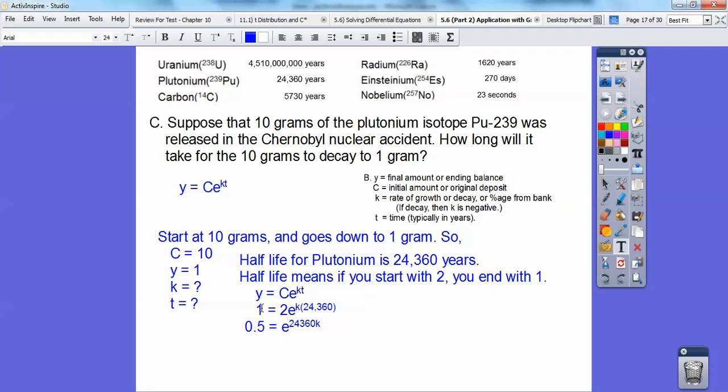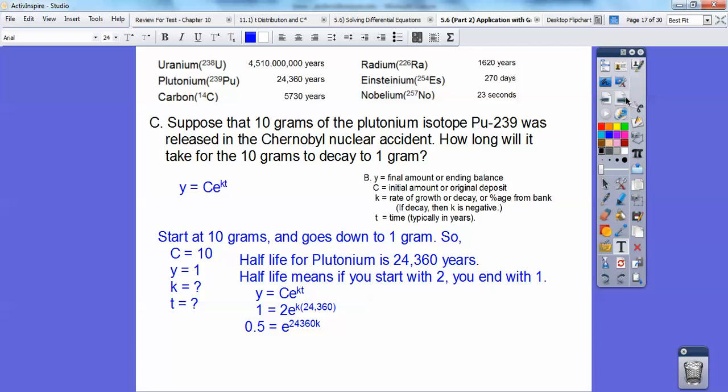So remember, and I won't use the 10 yet. I'm going to use the half-life, which has a ratio of 2 to 1. Starts with 2 and it goes to 1 right there. Okay, and then of course it's e to the kt power, where my t is 24,360. Okay, so then I divided both sides by 2, so 1 divided by 2 is 0.5. So 0.5 equals e to this power right here. And then I'm going to natural log both sides.